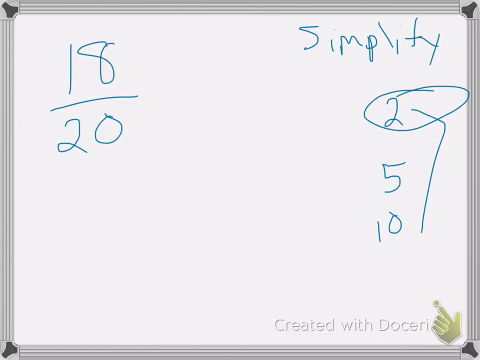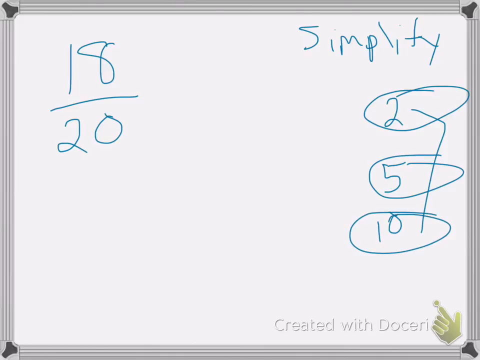The reason we're starting with 2 is because if it ends in an even number, 2, 4, 6, 8, or 0, you can always simplify that number by 2. The other one is 5. If it ends in 5 or 0, you can simplify that number by 5. If it ends in 0, you can simplify by 10.